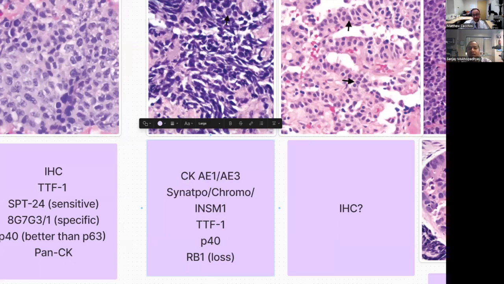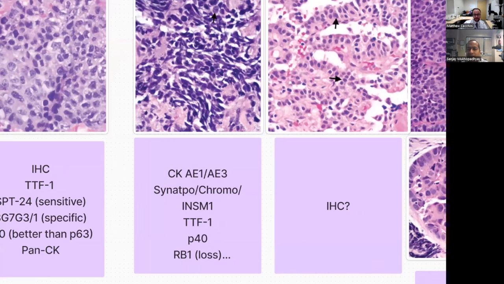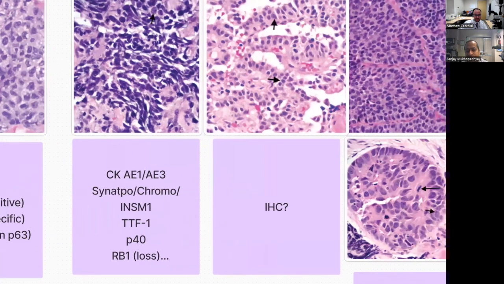I just find that I usually can do it on morphology. I never call something small cell unless I can be sure on morphology that it is high grade. I would rather just call it neuroendocrine neoplasm with a comment. That makes sense.